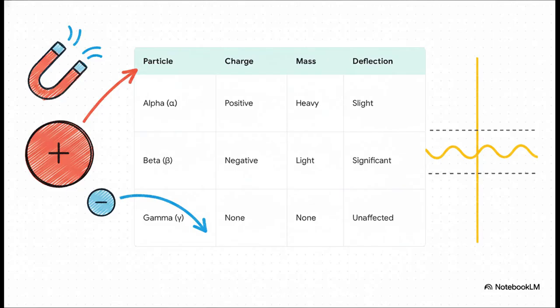And this brings us right back to that first picture, because this shows the 3 main ways a nucleus can do that. You've got the heavy, positively charged alpha particle, it only bends a little. Then there's the much lighter, negatively charged beta particle, it gets yanked way off course. And finally, the gamma ray. It's pure energy, no charge at all, so it just sails straight through, completely unfazed.